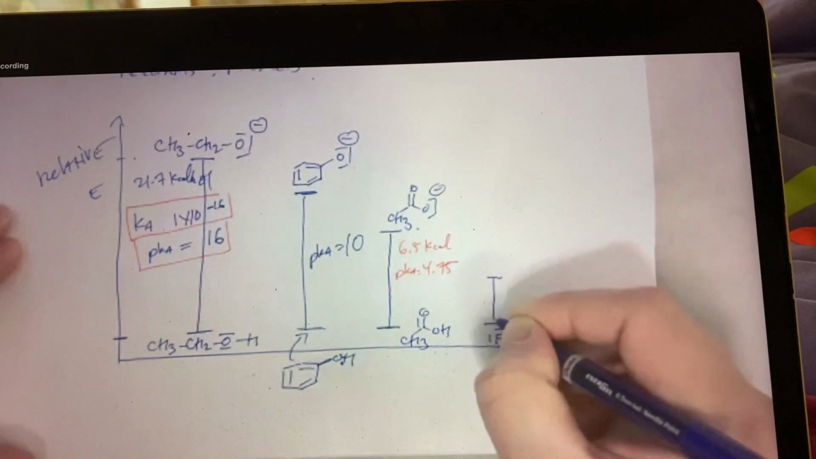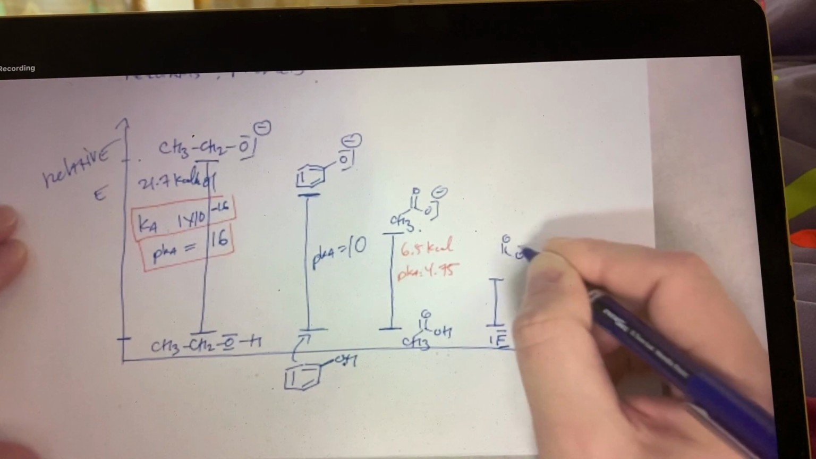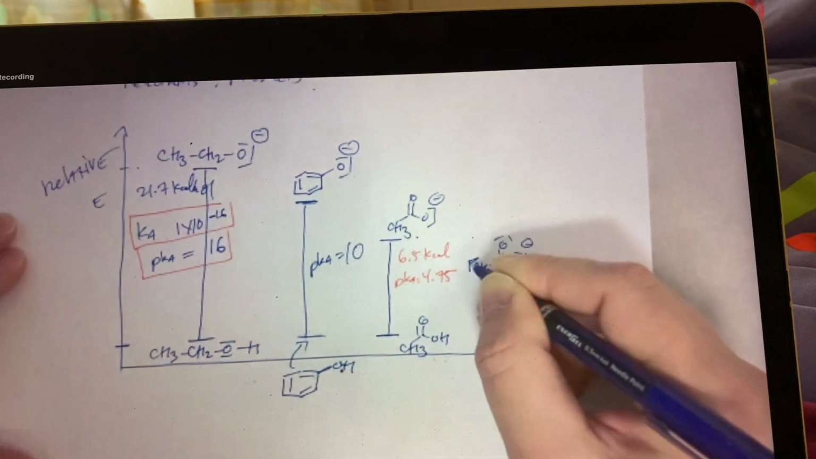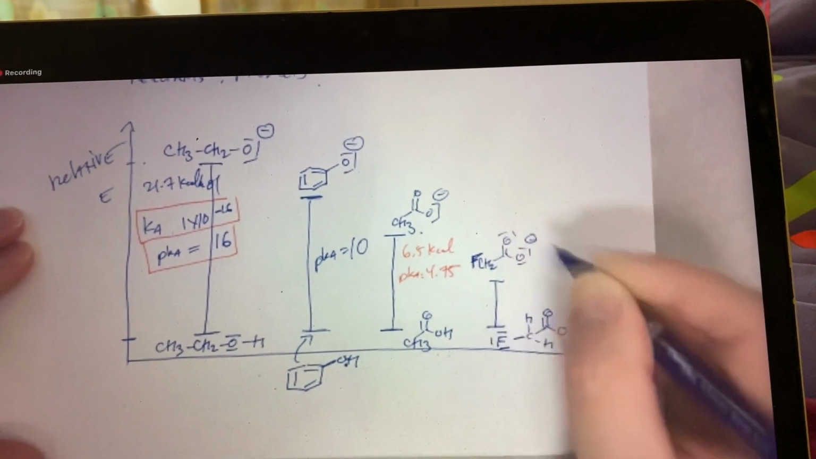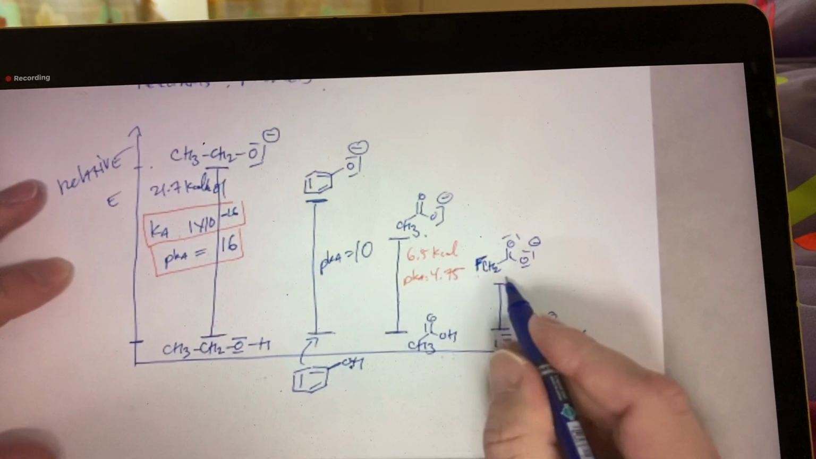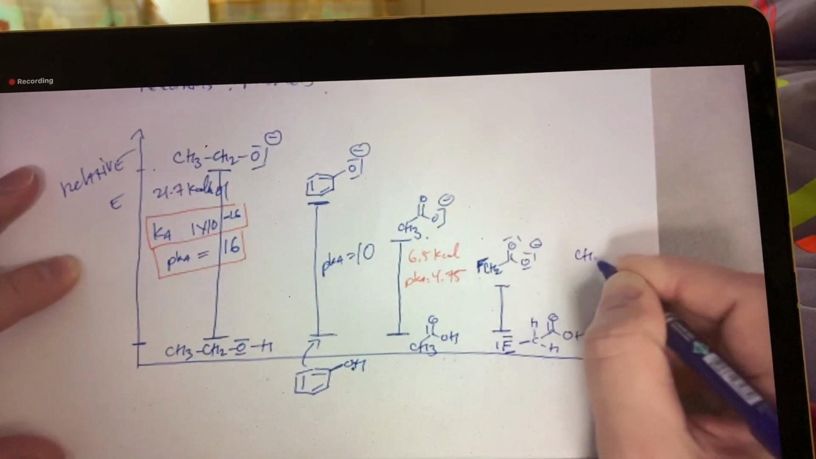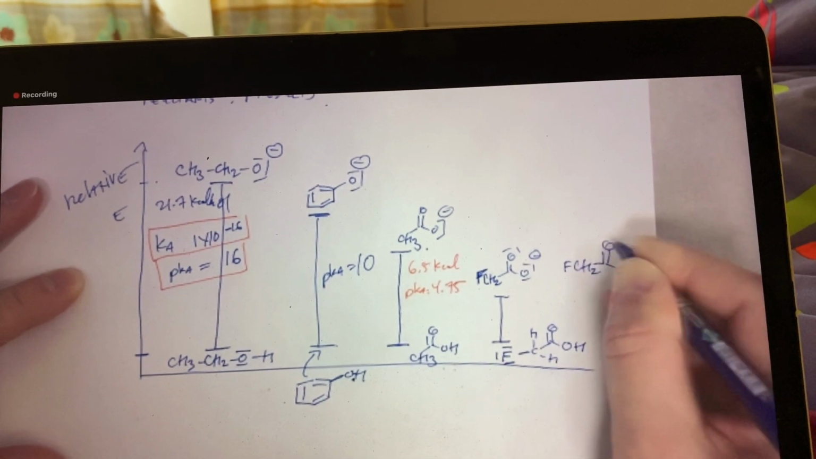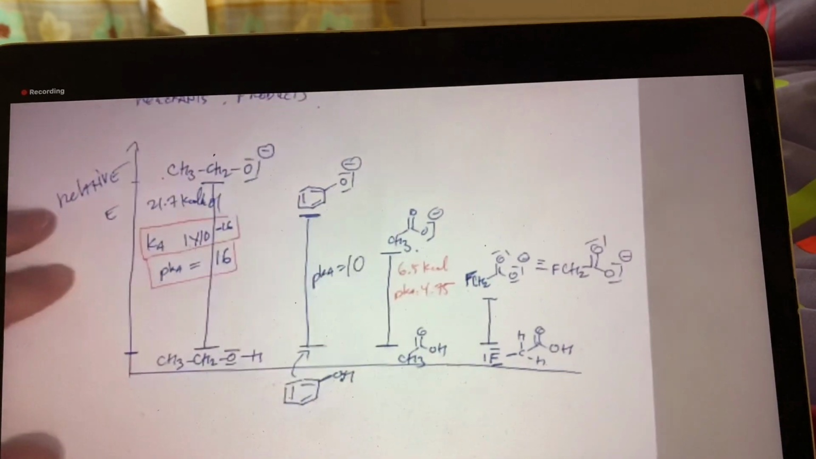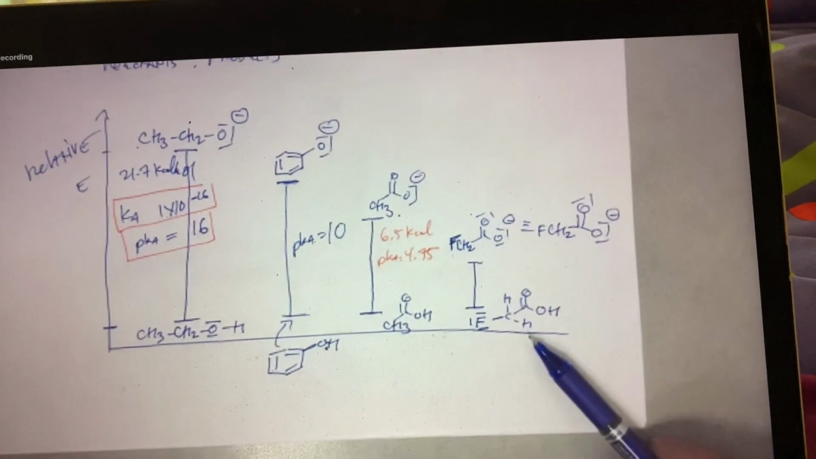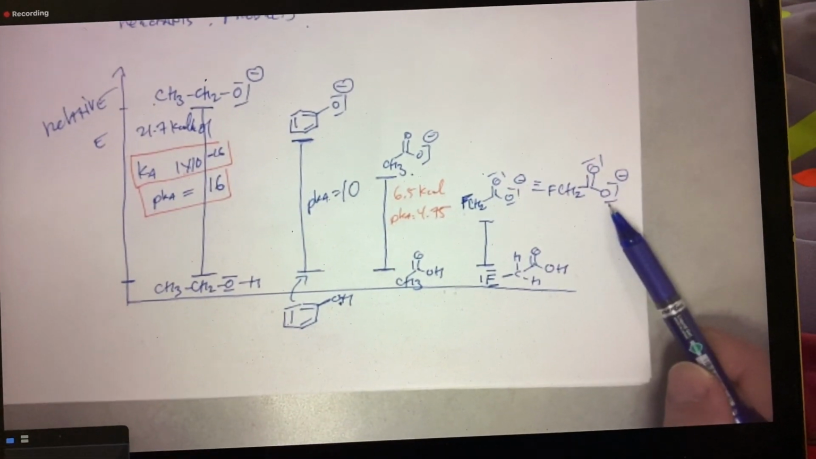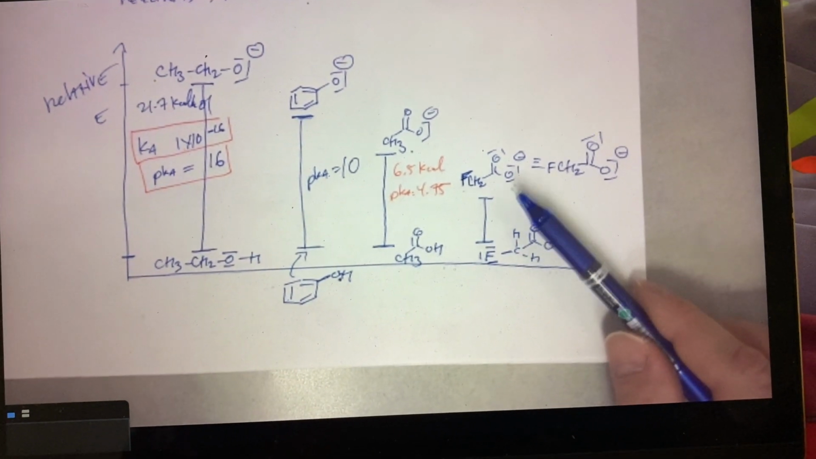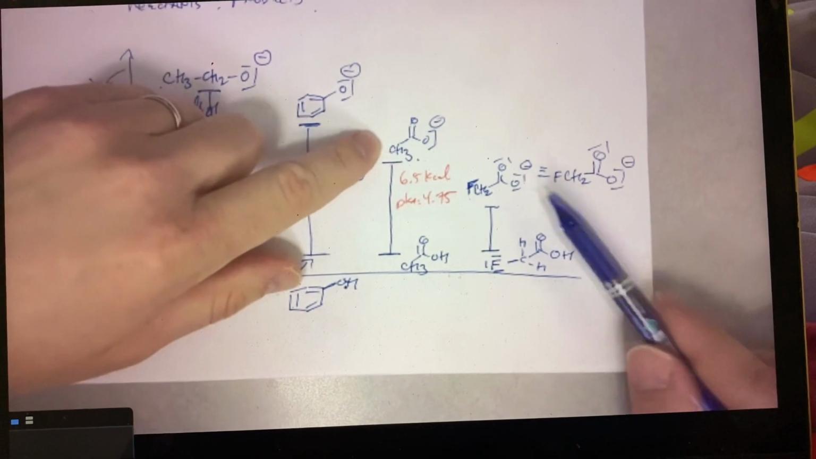It turns out for fluoroacetic acid, sorry, my handwriting isn't so great today, but this fluoroacetic acid conjugate base, maybe this isn't much better. Take a moment and draw this properly. This is the acid and the conjugate base pair, and the energy gap's even smaller. This compared to this is more stable.